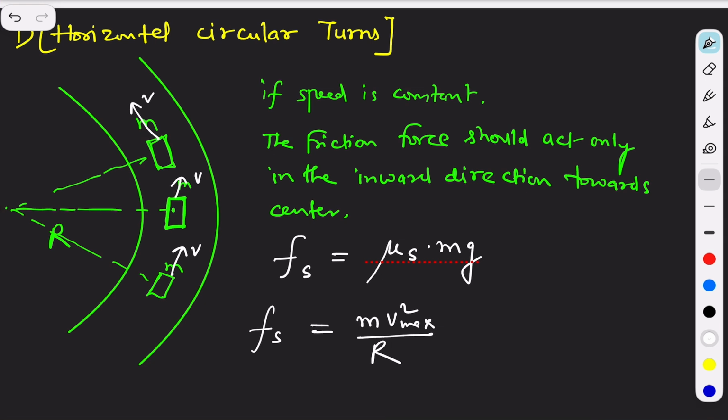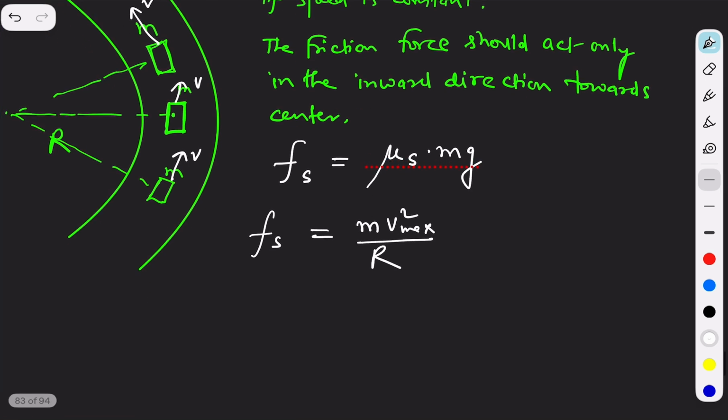So with this idea, I can say that fs is equal to mu s into m into g. Of course, if you are going for the maximum speed, the friction will be at its limiting stage, meaning the limiting friction would be acting on the tires at that moment. That will be equal to m v max whole square divided by r. So m cancels.